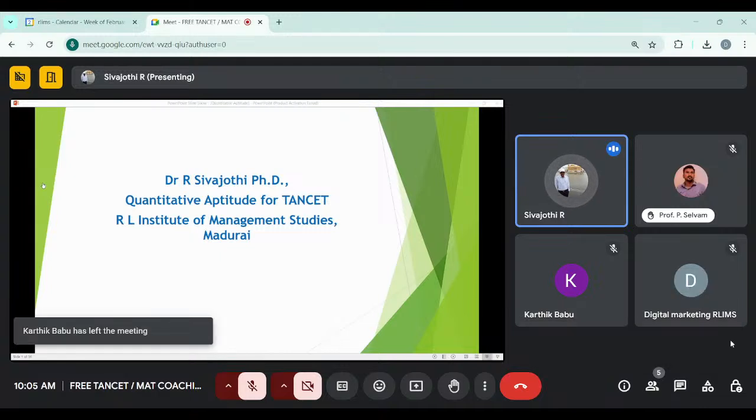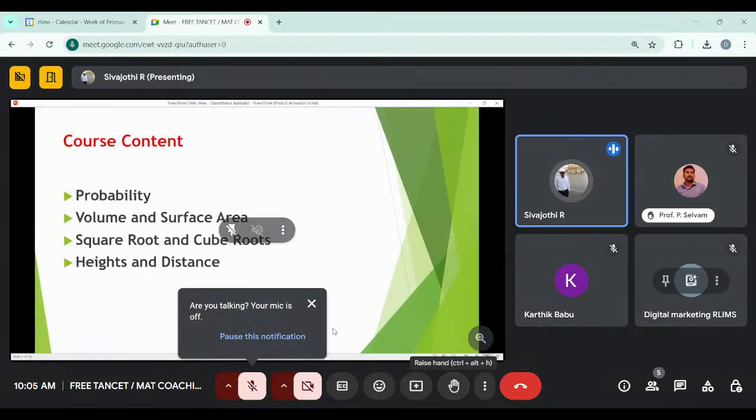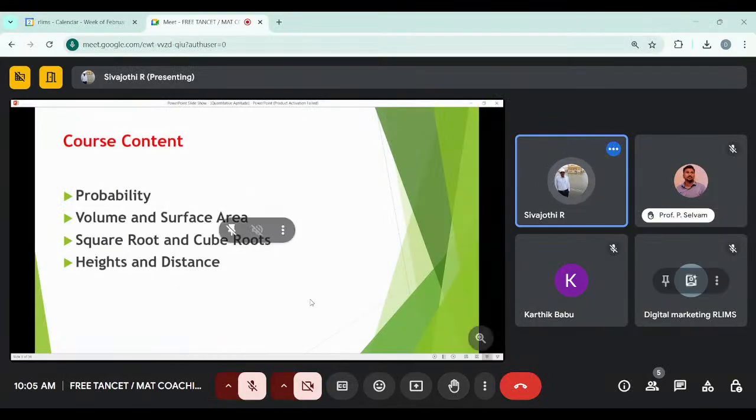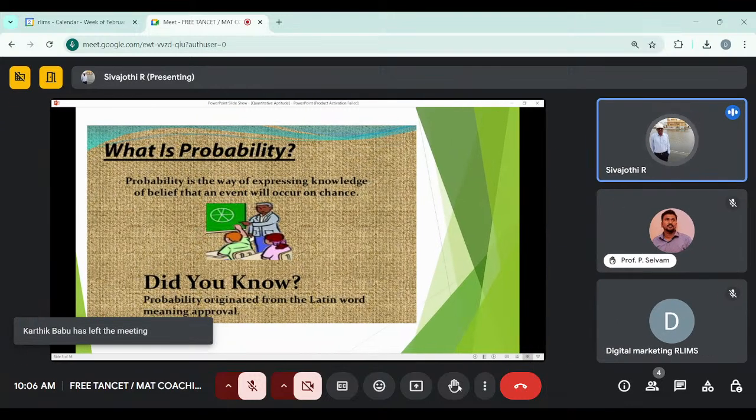First, I have to start with solving mathematical problems at graduate level, including those learned in plus 2 or equivalent level. Okay, shall we go? From the first PPT, I'm planning to start with this content: probability, volume and surface area, square root and cube root, heights and distance. We are already very familiar with these, as they were covered in 12th or equivalent. Still, we have to start from the fundamentals, like probability.